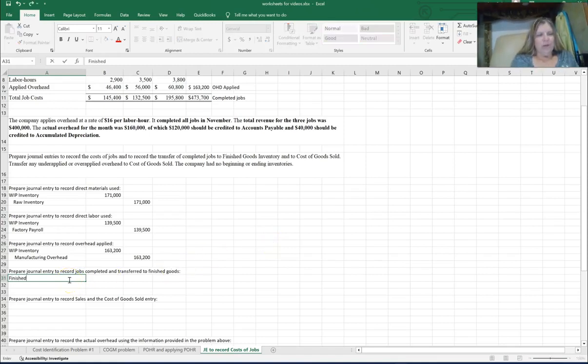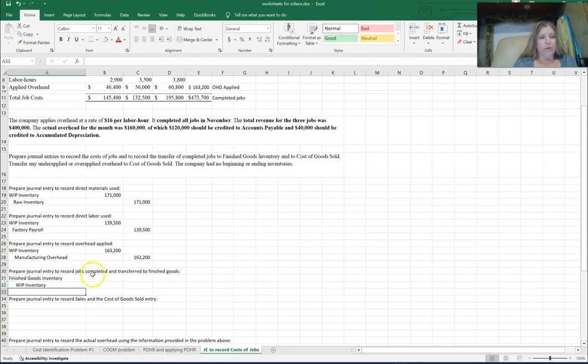When you get to manufacturing companies, you'll have 3 inventory accounts to keep track of: your raw materials inventory, your work in process inventory, and your finished goods inventory. Once the goods are finished, they are taken out of work in process, because again, they're no longer being worked on. They're finished, and we put them in the finished goods inventory. So our total costs were $473,700. And we're increasing one asset and decreasing the other.